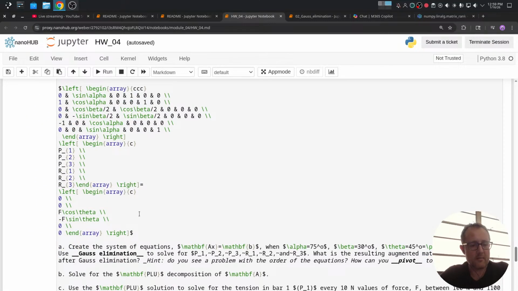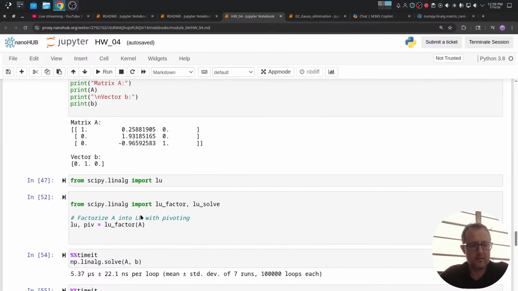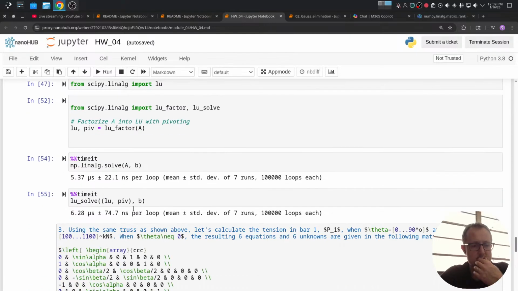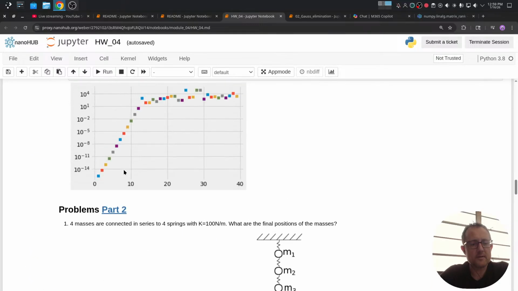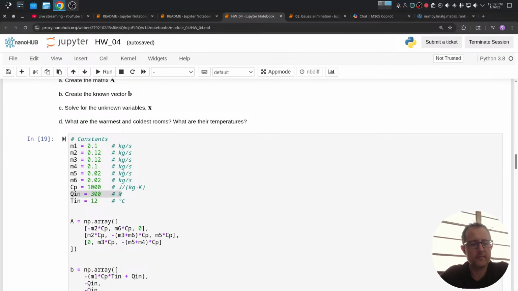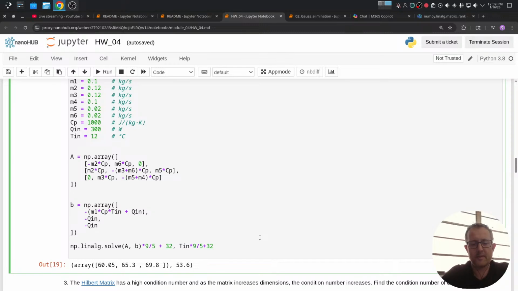But if we grab other equations, have I defined any other big ones? Nothing big, right? I mean, we defined this one.